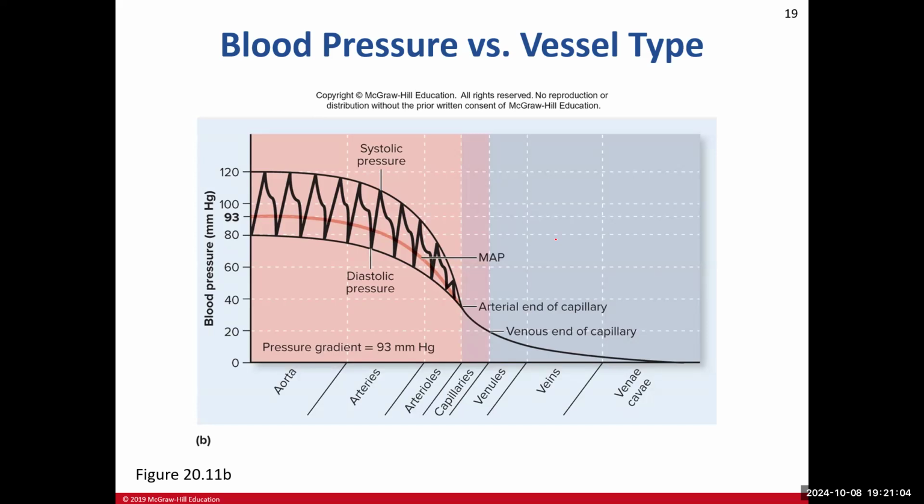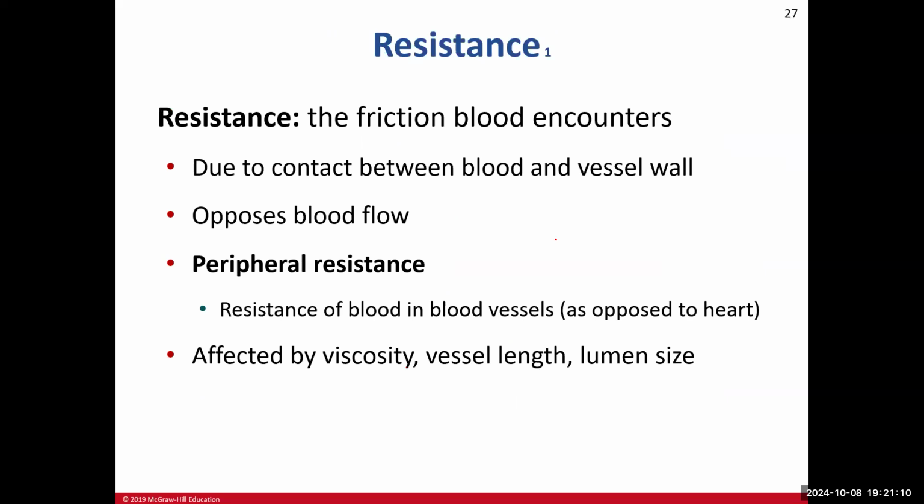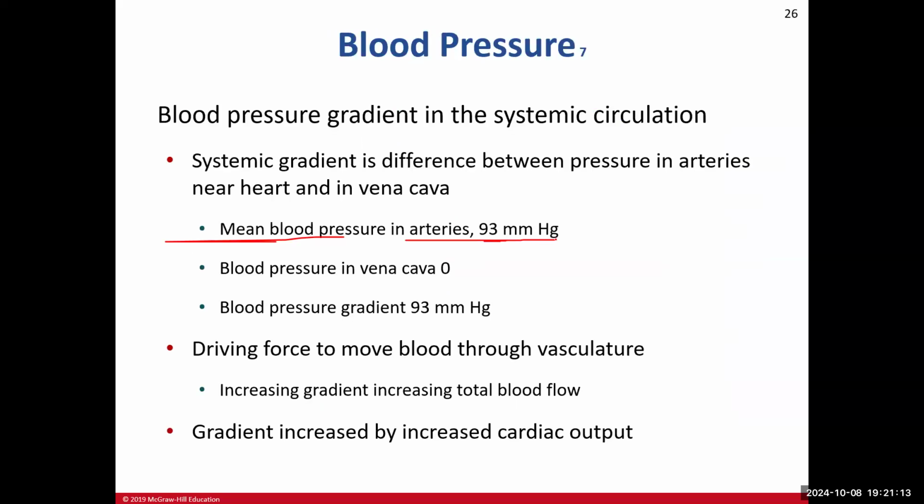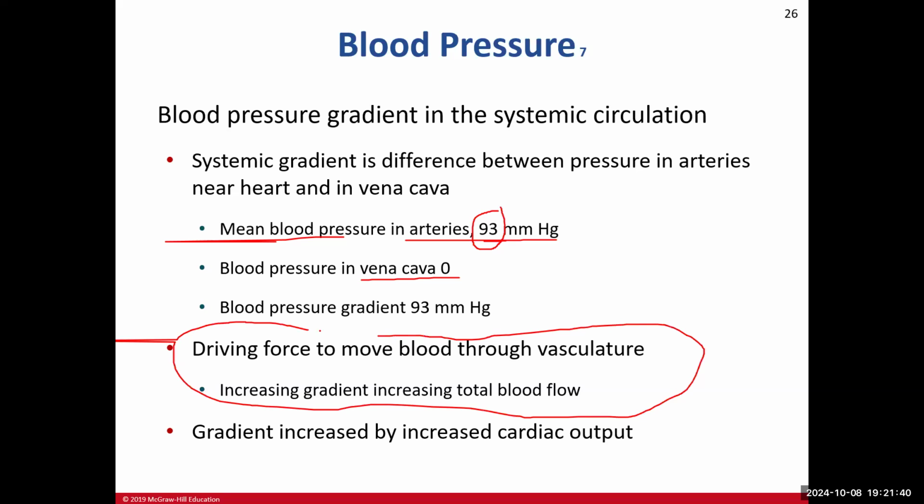And then we start to return back to the heart. The pressure keeps getting less and less. Keep that concept in mind. Same type of scenario here. Blood pressure in the vena cava is virtually zero, and blood pressure in the arteries is 93 millimeters of mercury. So where does blood want to go? It wants to go from the arteries to the vena cava, to the veins, and then it's going to dump back into the heart. That's how we move. That's pretty much the big driving force of blood through your circulatory or vascular system, that pressure gradient.